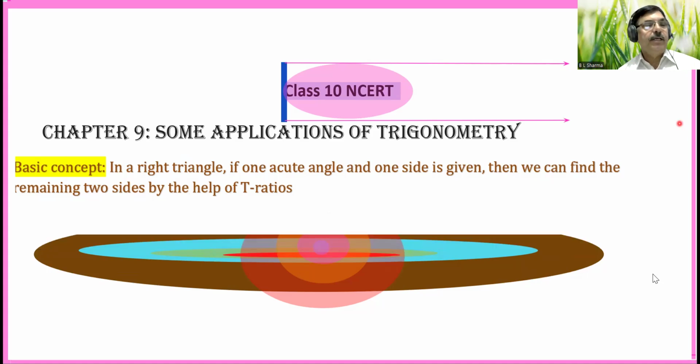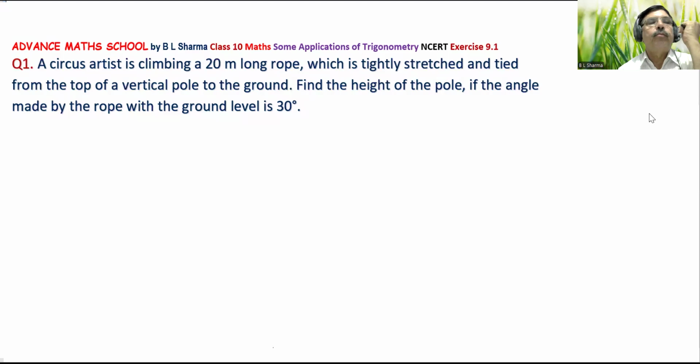चलो, we are taking questions one by one of exercise 9.1. Question number one. A circus artist is climbing a 20-meter long rope, which is tightly stretched and tied from the top of a vertical pole to the ground. Find the height of the pole if the angle made by the rope with the ground level is 30 degree.